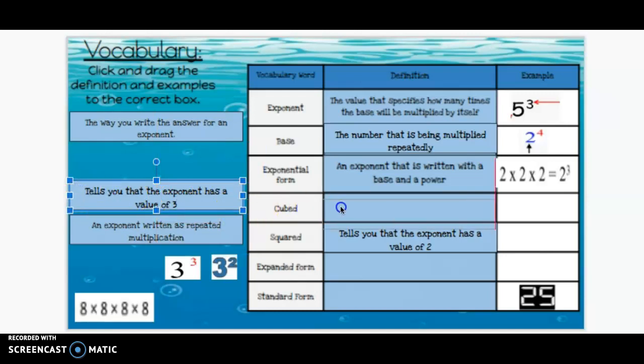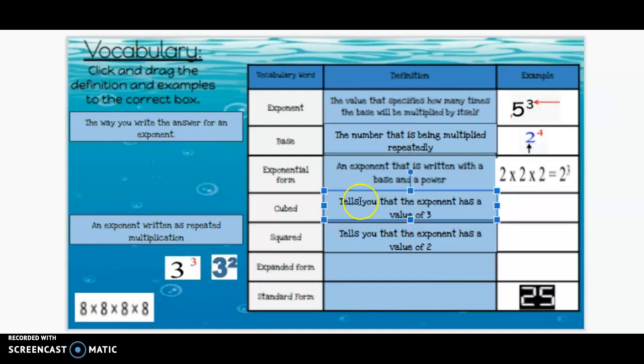So I'm going to click and I'm going to drag. It tells you the exponent has a value of 3. So you're looking for your exponent. Remember, your exponent is your little number that is a 3. So that would be our 3 to the third power, or 3 cubed is how you would say it. So that's like saying 3 times 3 times 3.